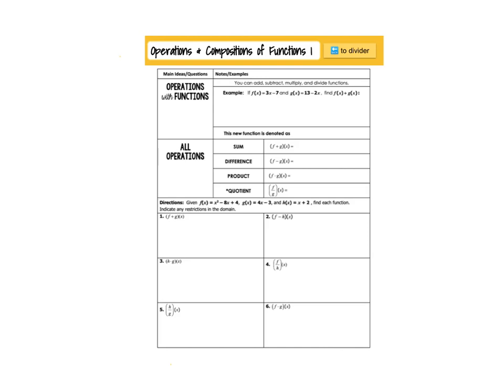안녕 everyone. Today we're going to learn about operations and compositions of functions. So, what are operations? As you know, adding, subtracting, multiplying, and dividing. We can do those operations with functions. So, let's see some examples.